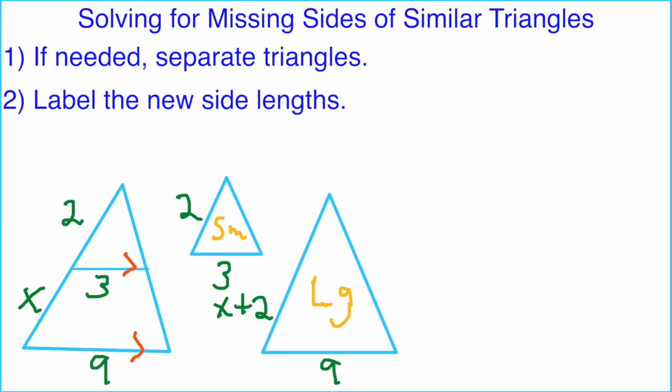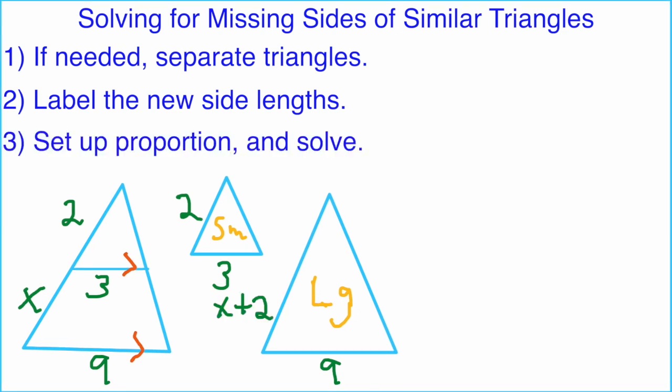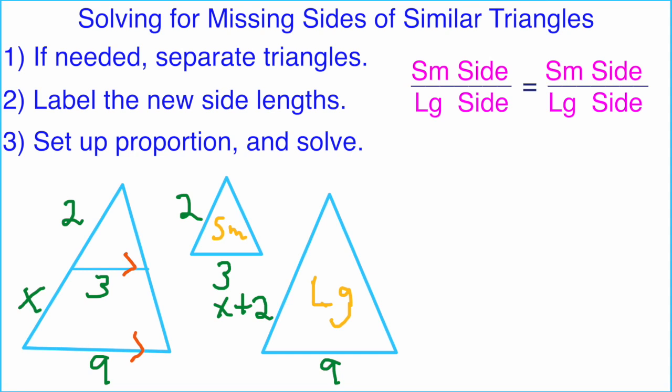Our last step is to go ahead and set up a proportion and solve it. It turns out there's actually a whole lot of proportions that you can set up that will work and give you the answer. I like to do it the same way each time, and that's by setting it up with a small side over its matching large side is equal to the other small side matching up with its large side. So let's go ahead and do that now. We got 2 over x plus 2 is equal to 3 over 9.